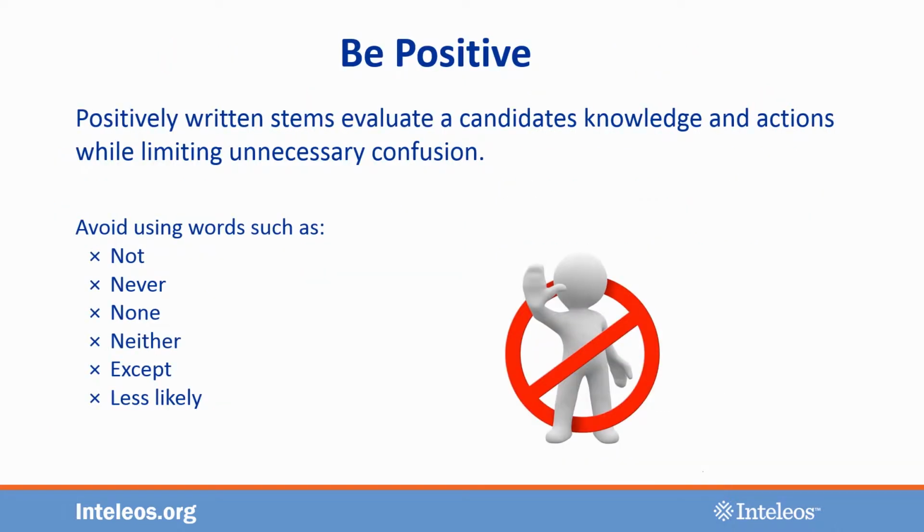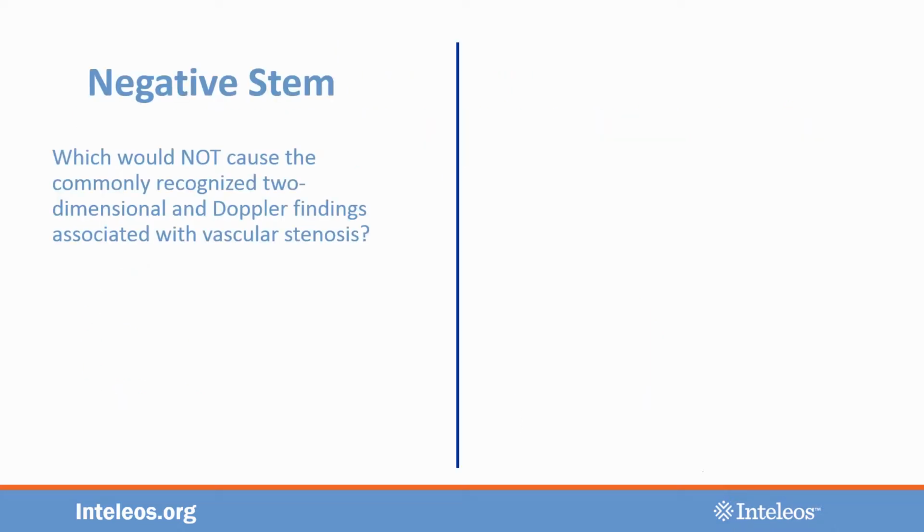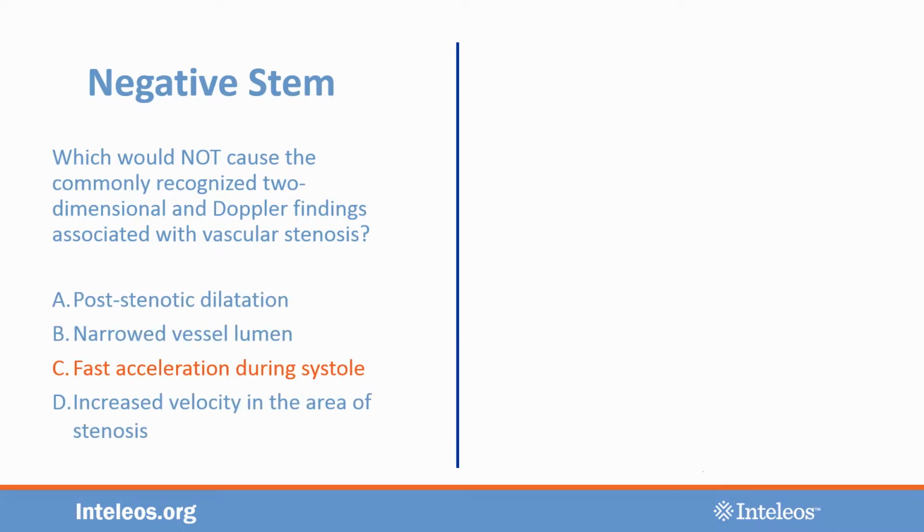A stem should be written as a positive expression. Using negative words like except or not can create confusion. In this example, the stem asks which would not cause the commonly recognized 2-dimensional and Doppler findings associated with vascular stenosis. Negative stems like this one not only require the candidate to understand the content, but also want them to have the ability to work through the negative to get to the correct answer. That is not the skill we are trying to assess.